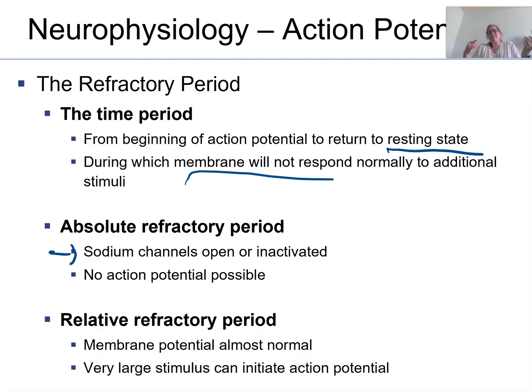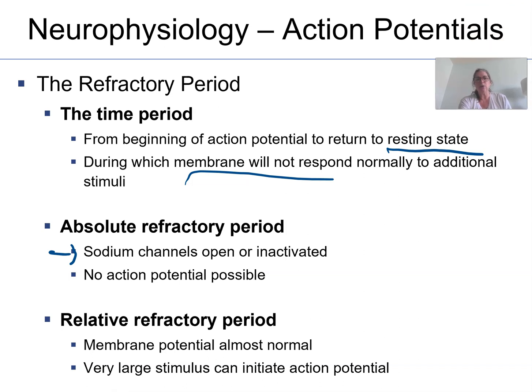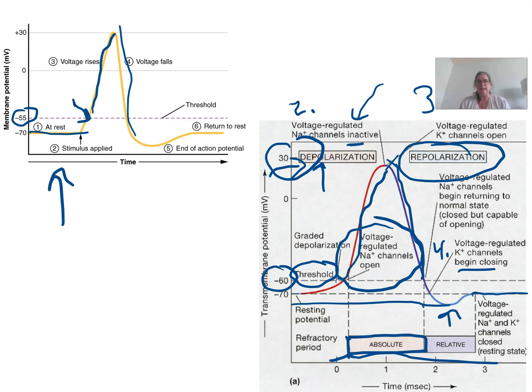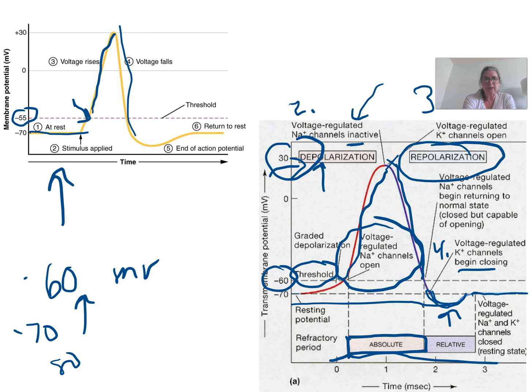Relative is, you know what? You can generate another one, but you need a stronger stimulus. So this is only when you have a larger stimulus. So if we look at the relative, notice the relative is when there's that hyperpolarization. So you would need a stronger stimulus because remember, let's use minus 60 as threshold. To go from minus 70 to minus 60 took a change of 10 millivolts, right? Let's say during this hyperpolarization that it's minus 80. Now you need a voltage change of 20, right, millivolts.